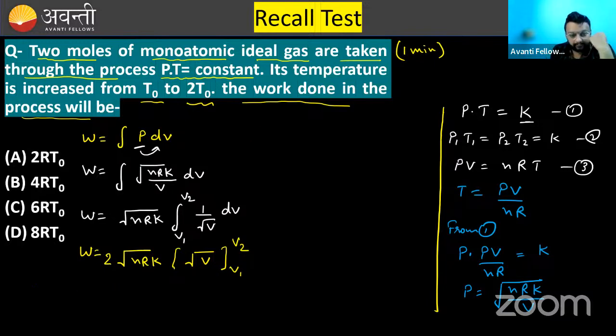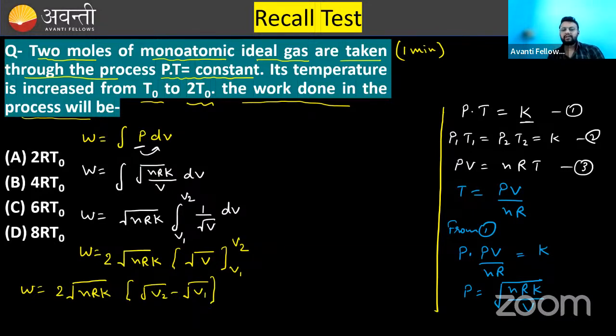Right. Now again, W is equal to 2 times root of nRK. If you put the limits, it will be root of V2 minus root of V1. I think till now everything is clear. We are doing just the simplest things.